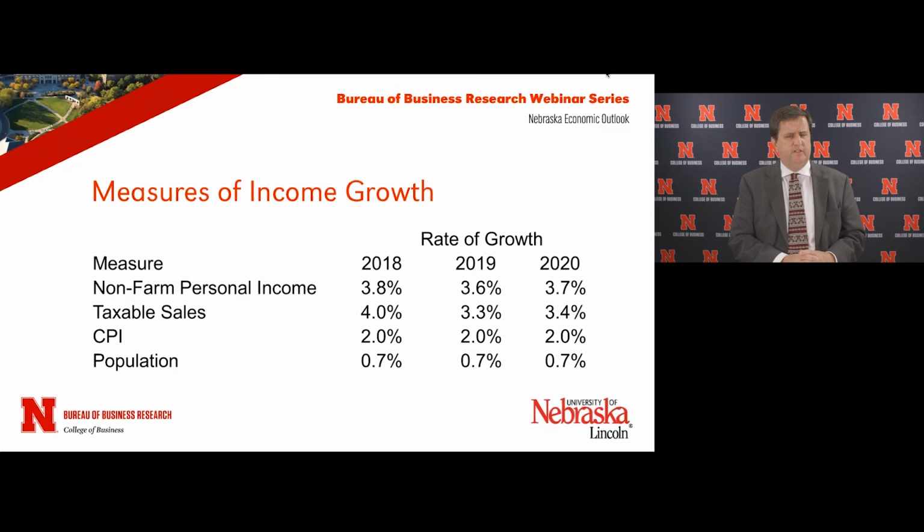Okay, last point I'd like to make is that I think the non-farm personal income numbers look pretty good, especially relative to our expectations about inflation, consumer price index, CPI growth, and population. So take a look at 2018. We're expecting prices to rise by about 2%, population to rise by 0.7%. So you add that together, 2.7% increase in income would be expected just based on inflation and population growth. But what we're actually getting is 3.8%. So that's real per capita personal income growth.